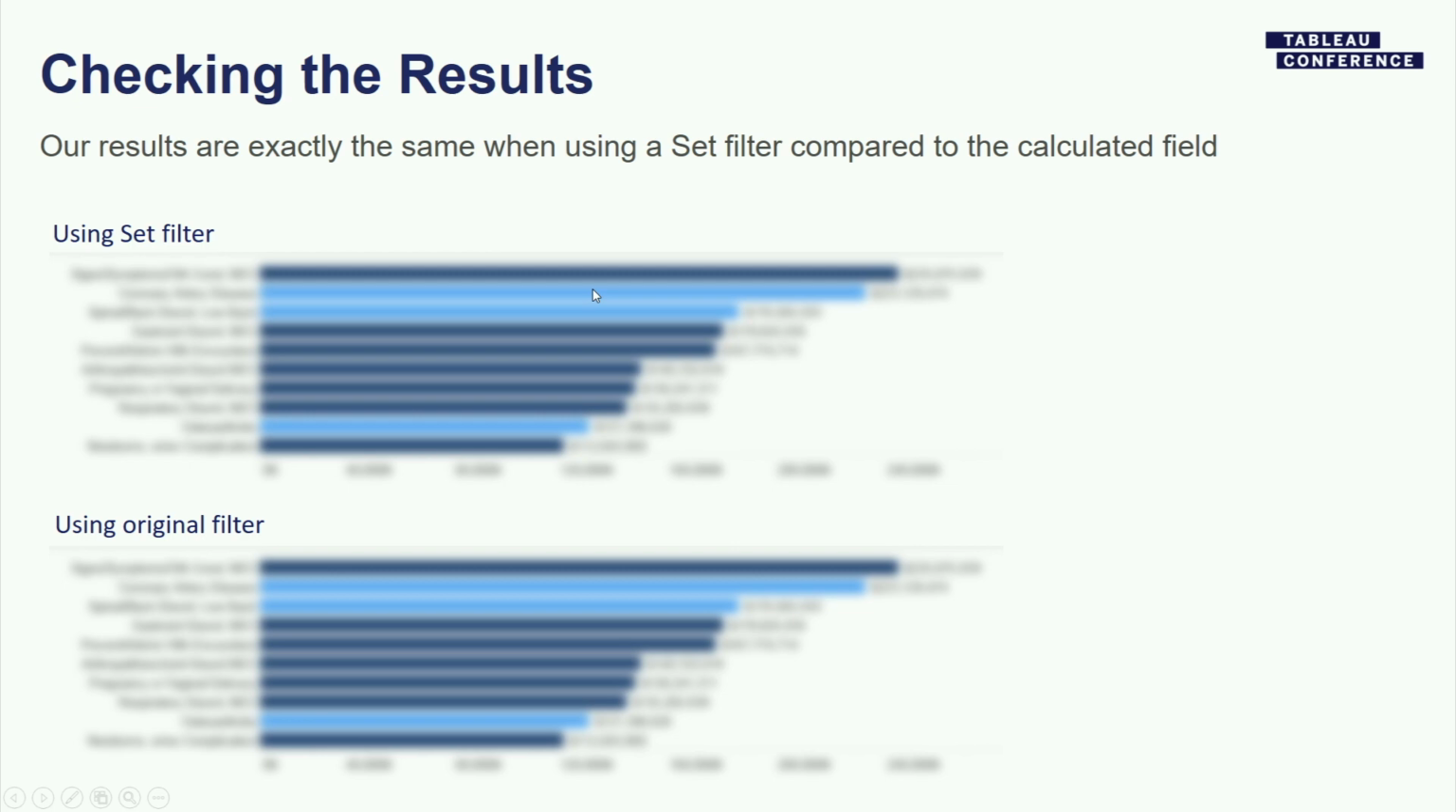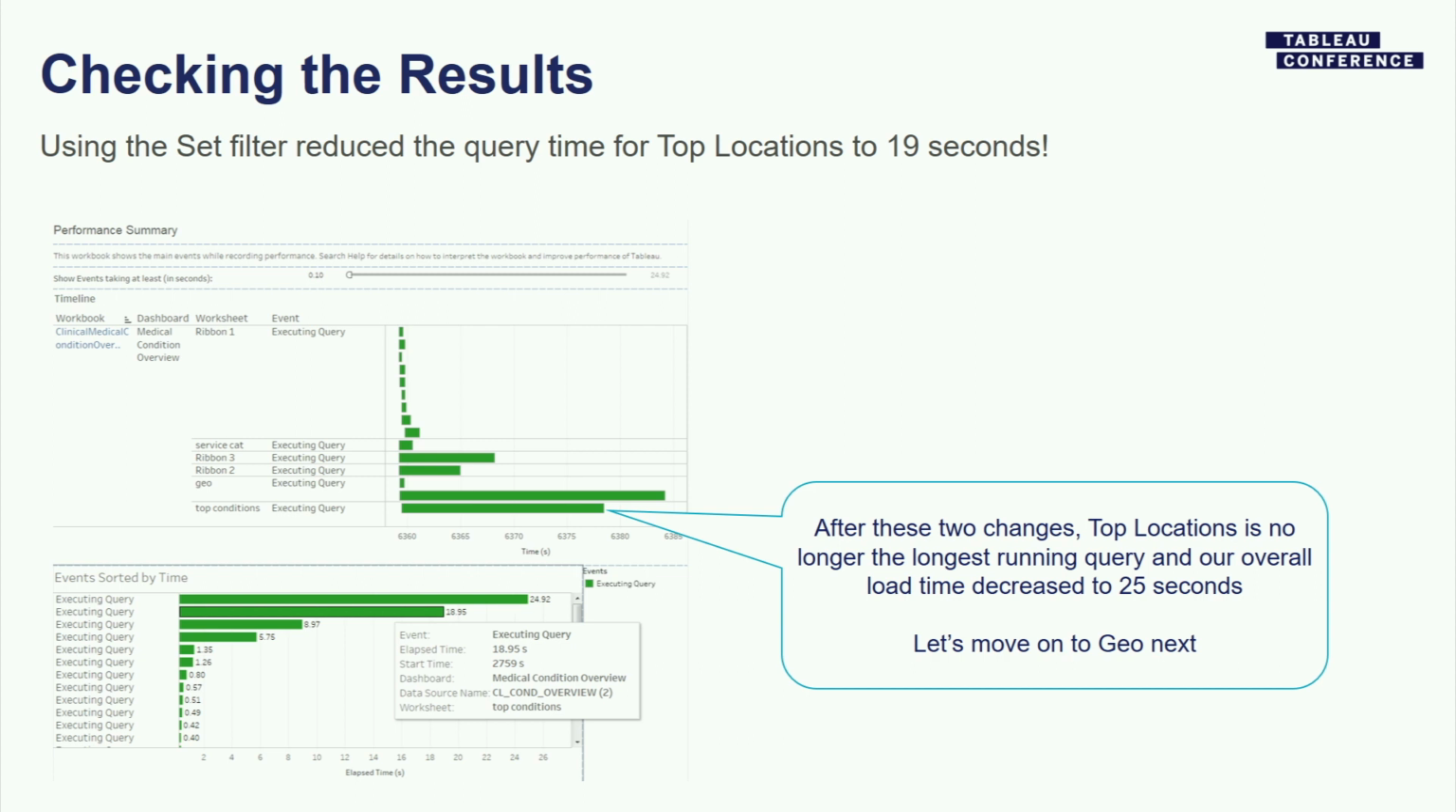I know it's blurred, but trust me, they're exactly the same. Nothing is any different. And now we've dropped by another 19 seconds. We were at 49, now we're down to just 19. So that's a huge savings. Now that one query is no longer our longest running query, and now we see that it's the geo, which is the map.